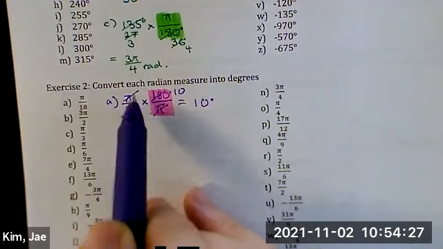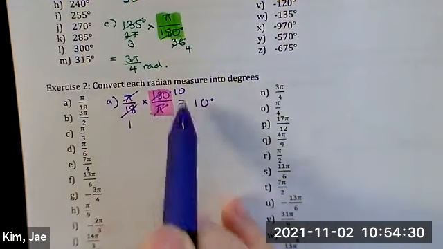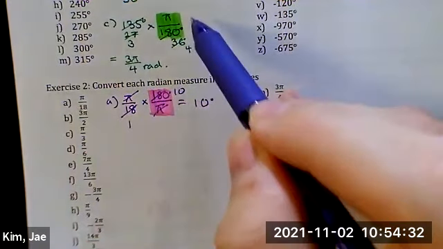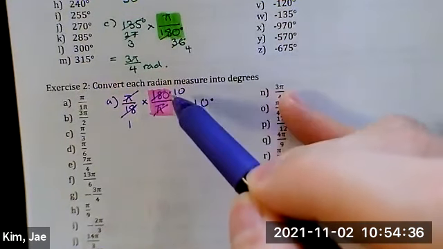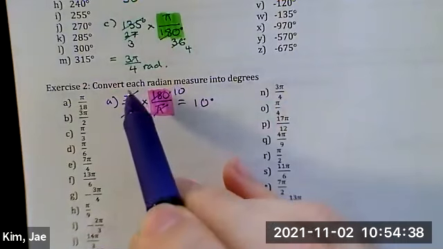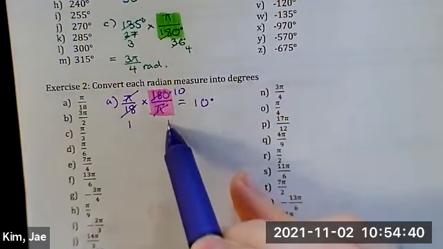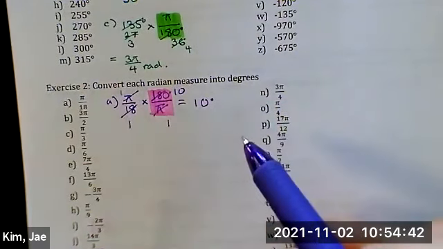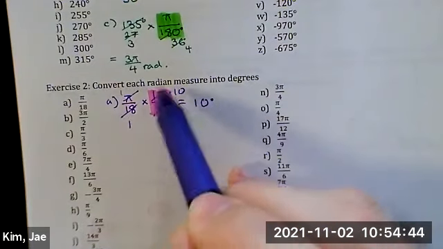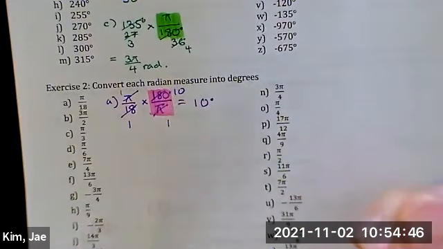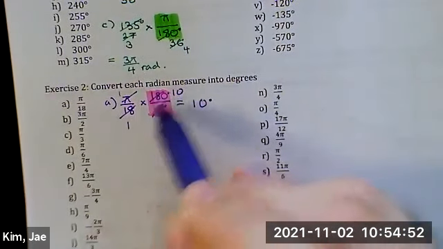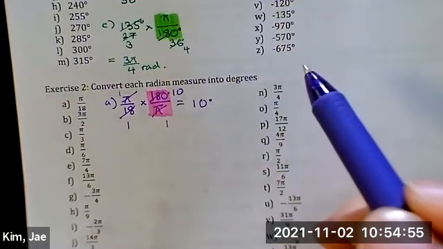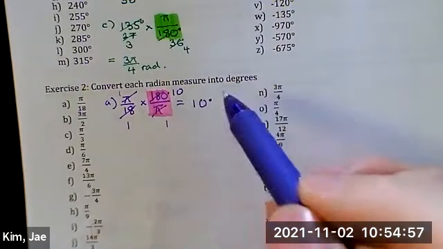When I'm converting radians to degrees, I am multiplying by the same conversion factor, but notice that it is a reciprocal. 180 degrees is on top. So when pi is going to divide by a pi, it becomes 1 and 1. And then 18 and 180, well, they have a common factor of 18. I'm going to divide bottom by 18, I'm going to divide top by 18, and I get 10 and 1. So just multiply across.